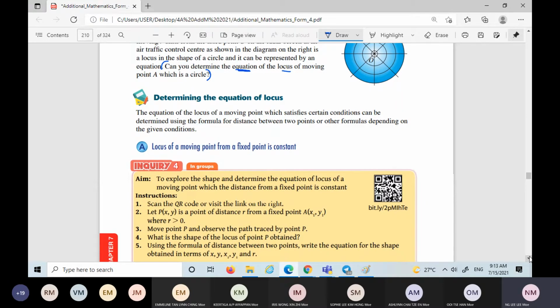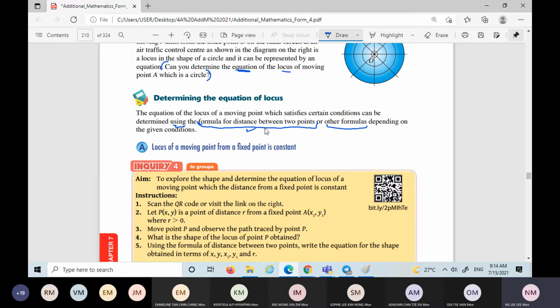So how do we get the equation of the locus? Usually we use, for example, the formula of the distance between 2 points, and also some other formulas. We will study this case by case, depending on the given conditions. But this one is very popular: using the formula of the distance between 2 points.